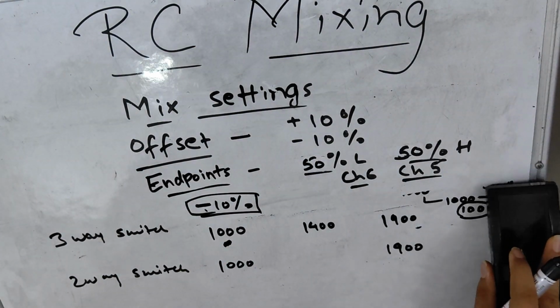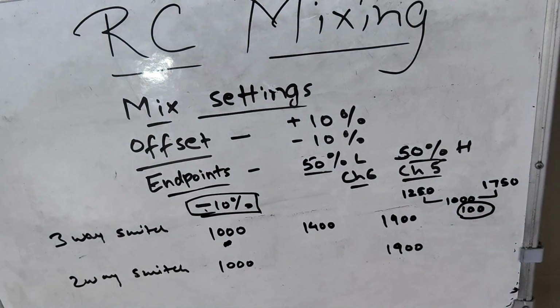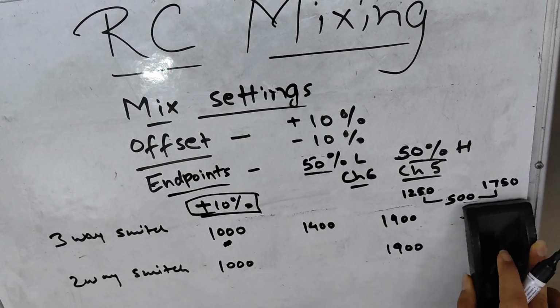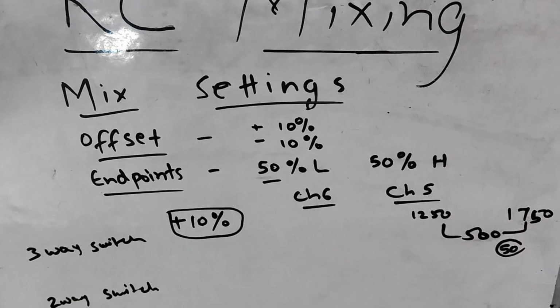Next, when we keep the offset to minus 10%, we'll be reducing 100. Now since 1000 is already at the extreme of the left hand side, we'll be reducing 100 from 1500 and 2000. That will eventually give us 1000, 1400 and 1900 for 3-way switch, and 1000 and 1900 for 2-way switch.